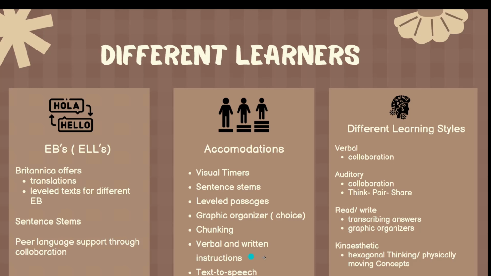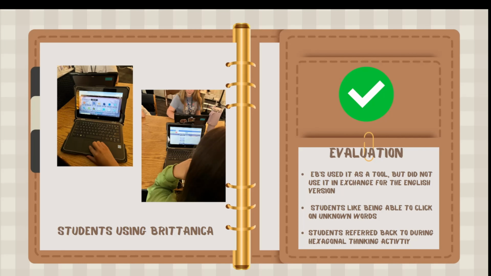This next section is all about how we evaluated. So the picture to the left shows students using Britannica. The first picture is a student trying to actually access it. The next one is a student actually, if you look very closely, it says Manifest Destiny. They're beginning to read, they're leveling it, just really using the resources.